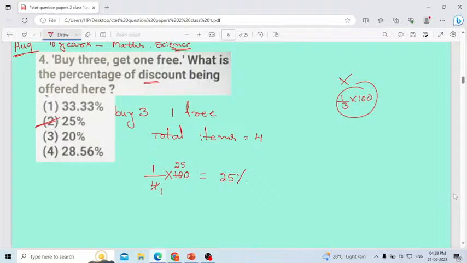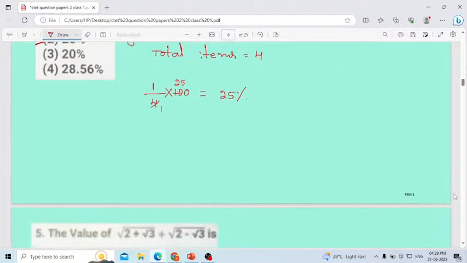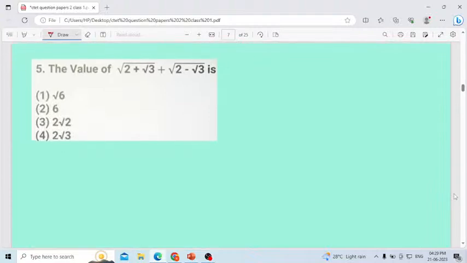Therefore the correct answer for this question is 25%. Next one, this is a very tricky question. The value of the square root of 2 plus root 3, plus the square root of 2 minus root 3, will be equal to what? If you have a numerator and denominator, it is easy to solve: you take the reciprocal or the conjugate. But here you do not have it in fraction format. What will you do here?